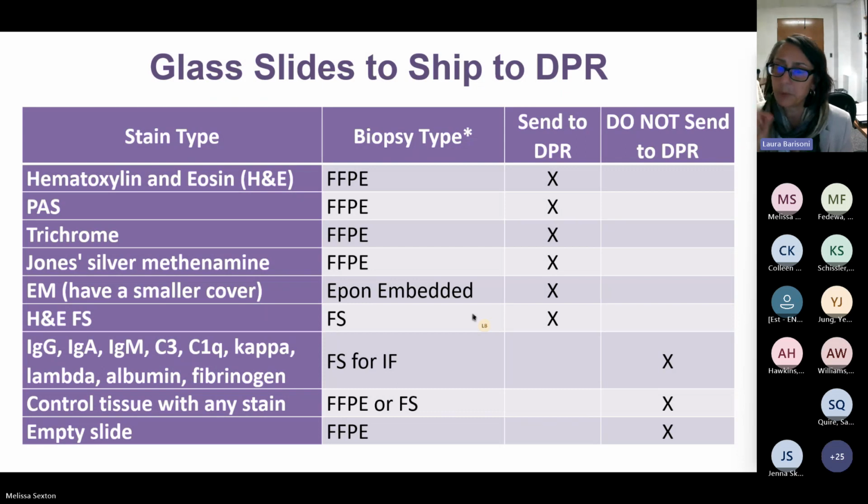We want those. We also want, as I said, the EM glass slides stained with toluidine blue. Those are a small piece of tissue. They look blue, and they have a small cover slip. You can see that. And then the frozen section stained with H&E from the tissue that is used for immunofluorescence. What we do not want is the sections that are stained for immunofluorescence, because those are stained with antibodies against IgG, IgA, IgM, and they will be labeled as such.